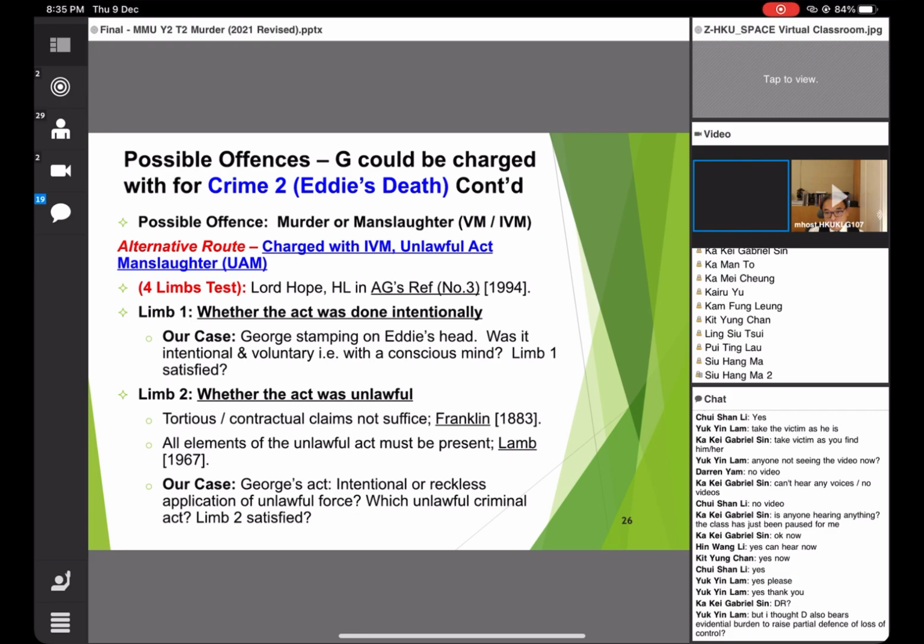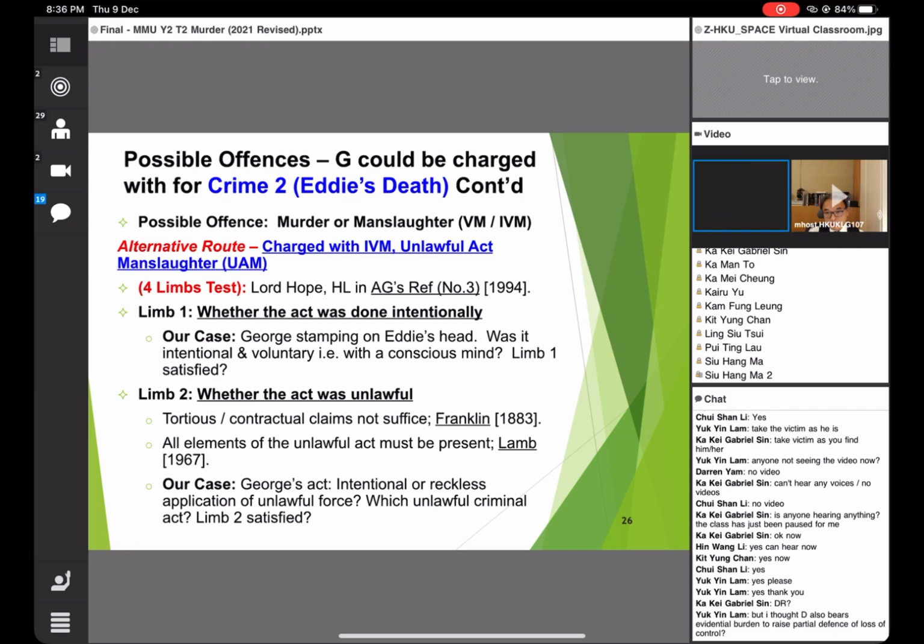Another alternative route that you can consider is UAM, the involuntary manslaughter, okay, which does not have the mens rea element there. And there, it is in the case of AG Reference number 3, 1994, the leading case, where Lord Hope, the House of Lords, laid down 4 limb tests. Let us go through that together. Limb number 1, you ask the question whether the act was done intentionally. Okay? In our case, George was stamping on Eddie's head. Was it intentional and voluntary, that is with a conscious mind? If so, limb number 1 is satisfied. I would tend to argue from the facts of the case that it is.